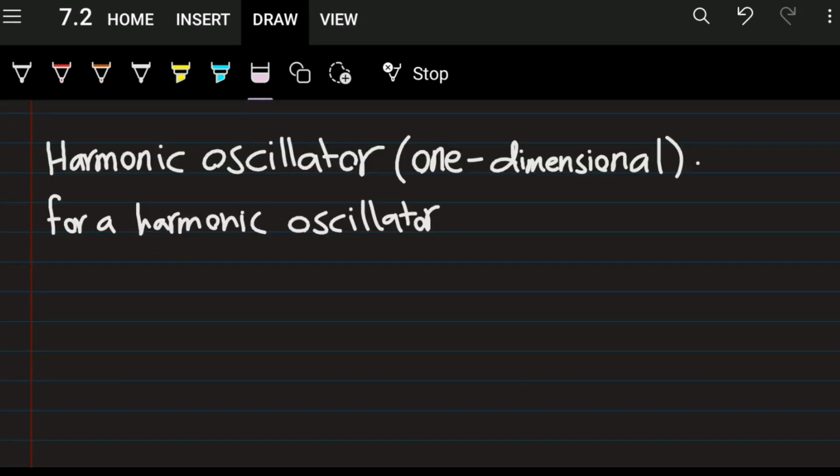Now, my favorite part. Let's take an example. Let's obtain the Lagrange equation of motion of a one-dimensional harmonic oscillator.